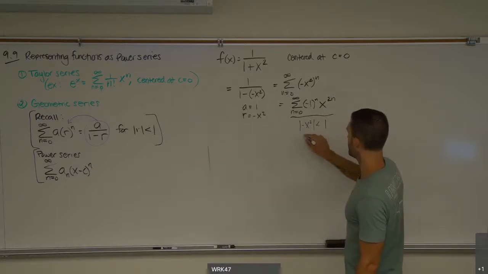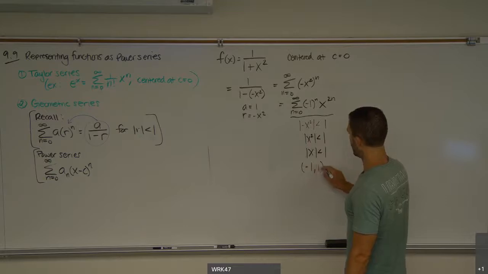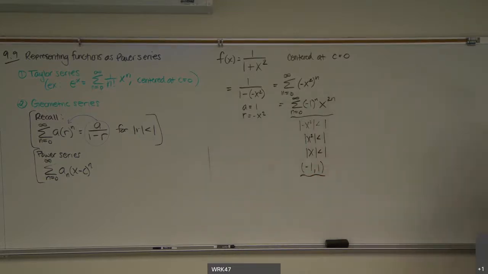Well, negative doesn't do anything. The value of x squared needs to be less than 1. Taking square roots of both sides, the value of x needs to be less than 1, which gives me the interval negative 1 to 1. So we have a representation of this function on the interval negative 1 to 1. So even if we have that power there.